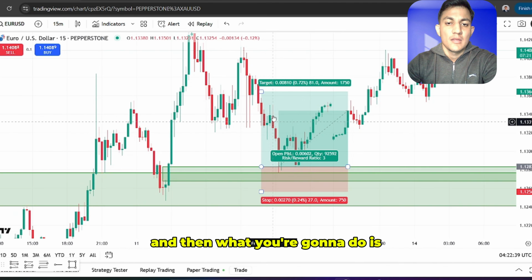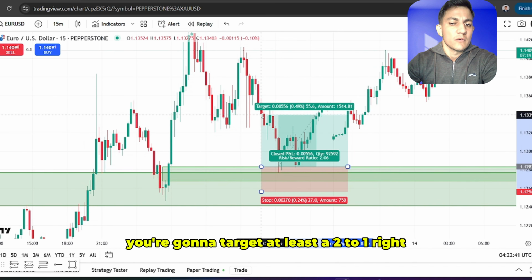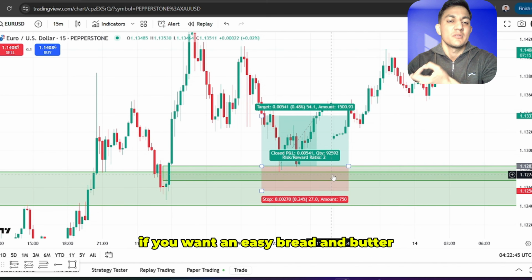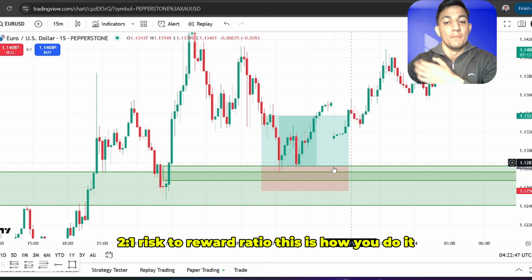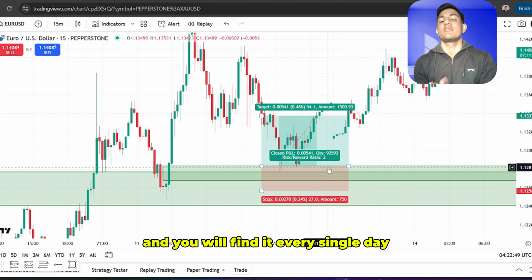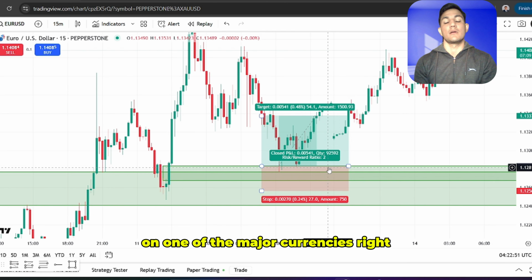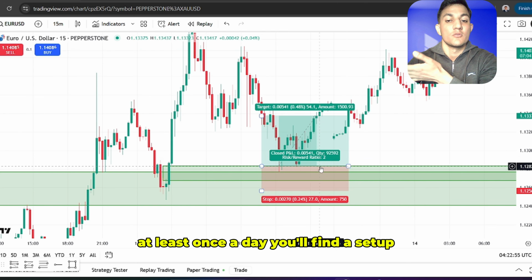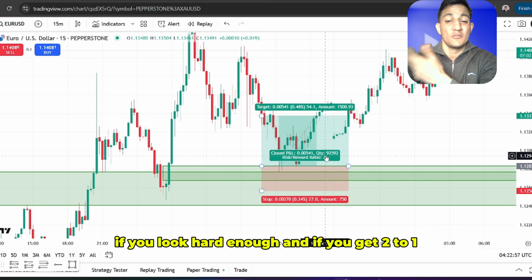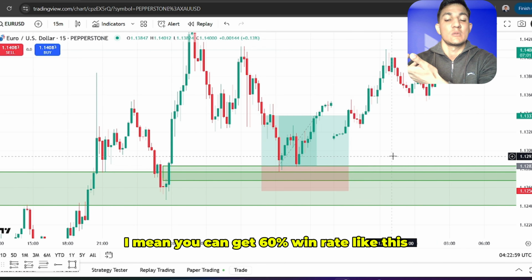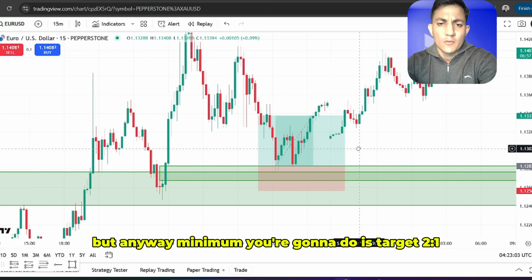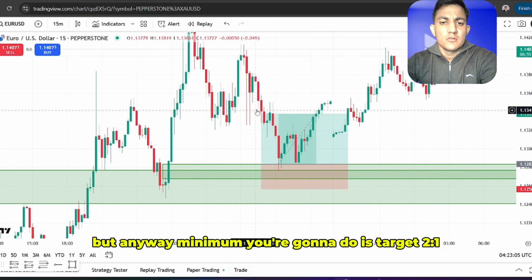And then what you're going to do is target at least a 2-to-1, right? Look at how easy this is. If you want an easy bread and butter 2 risk reward ratio, this is how you do it. And you will find it every single day on one of the major currencies, and gold as well. You'll find a setup if you look hard enough. And if you get a 2-to-1, you can get a 60% win rate with this, which is way more than enough to be profitable. But anyway, minimum you're going to do is target a 2-to-1.